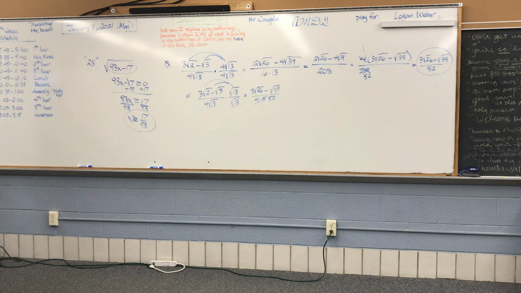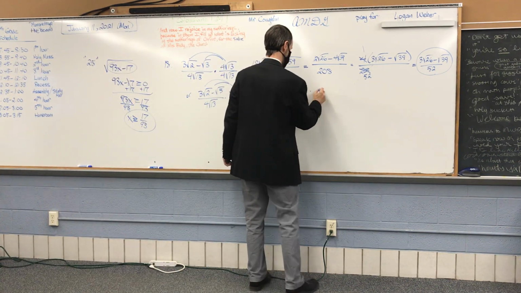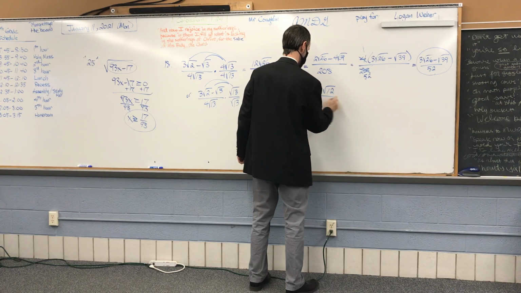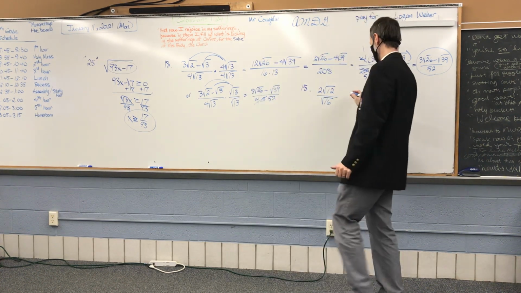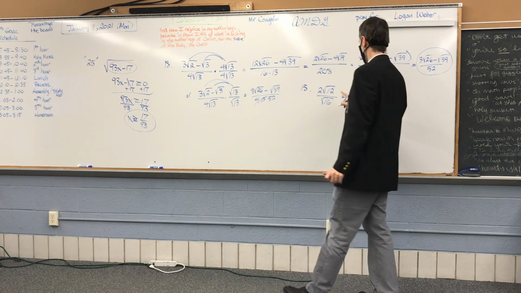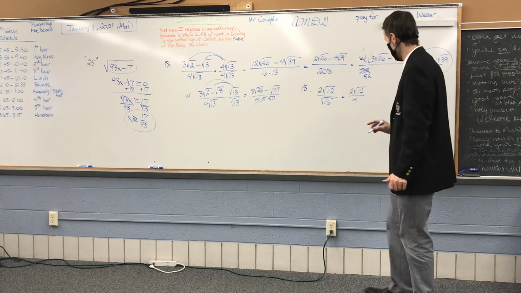Remember 15? Yeah, 2 radical 12 over radical 16. I changed radical 16 into 4, and that left 2 radical 12 over 4, and then I reduced 2 and 4.